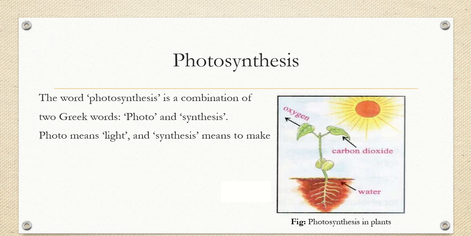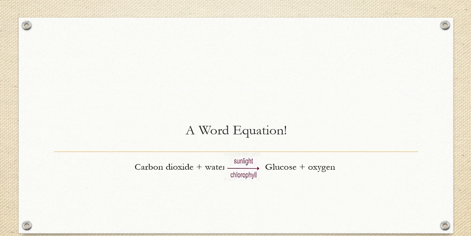The word photosynthesis is a combination of two Greek words, photo and synthesis. Photo means light and synthesis means to make. Plants make their food by using carbon dioxide and water in the presence of sunlight and chlorophyll. This process is called photosynthesis. Here is a word equation that explains the process of photosynthesis.